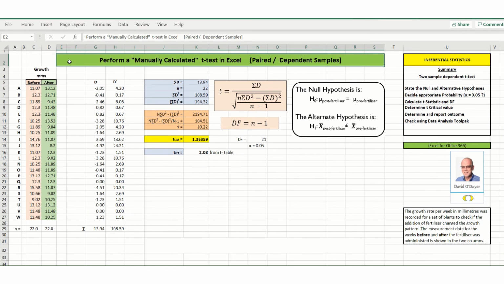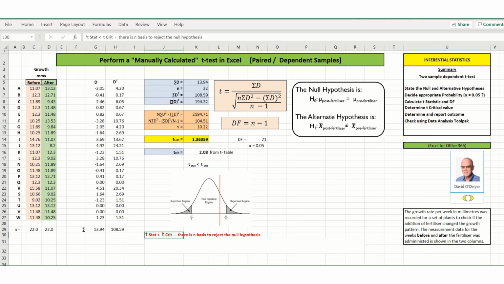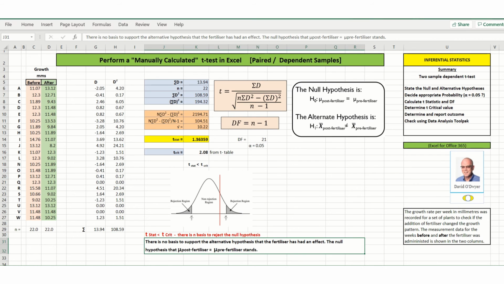So our t critical from the table is 2.08. So our t stat therefore is less than our 2.08. And if we look at our chart of the t distribution, we can see that we haven't got as far as the rejection zone, so we're not in a position to reject the null hypothesis. T stat is less than t critical. There's no basis to reject the null hypothesis. There's no basis to support the alternative hypothesis that the fertilizer has had an effect. The null hypothesis that mu post-fertilizer is equal to mu pre-fertilizer therefore stands.